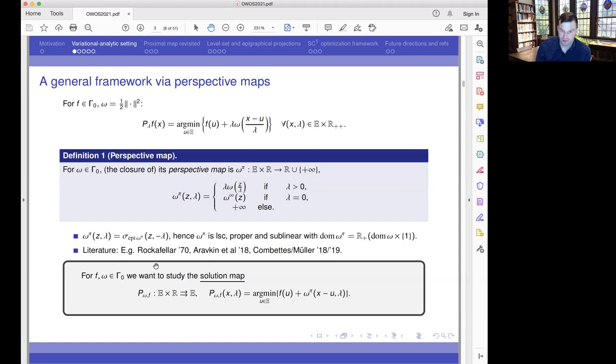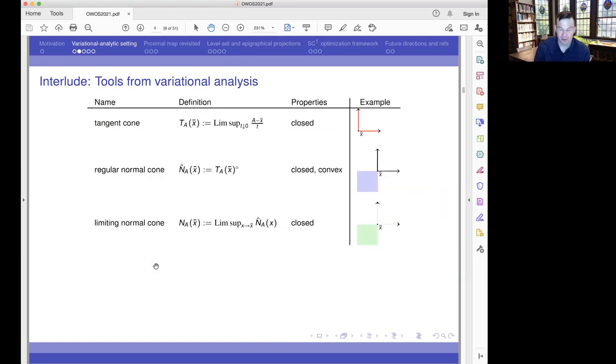Of course, if omega is just the Euclidean norm squared, then P omega F is the prox operator. In the paper on which this talk is based, we also do the whole variational analysis of the value function, which then boils down to the Moreau envelope in the Euclidean case. But this is somewhat easier than the solution map, which is a general principle. Okay, so for this purpose, let's take a step back and introduce some notions from variational analysis.